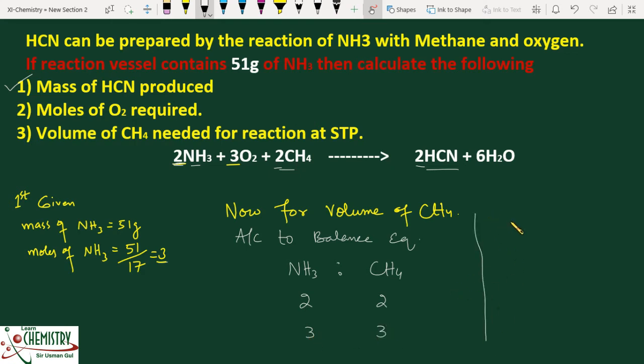Okay, now I have the moles of CH4, that are 3 moles, but I need the volume. So I will use the formula of volume at STP, that is moles multiplied by 22.4 dm³. Okay, so 3 multiplied by 22.4 dm³, and the answer I will get is 67.2 dm³.